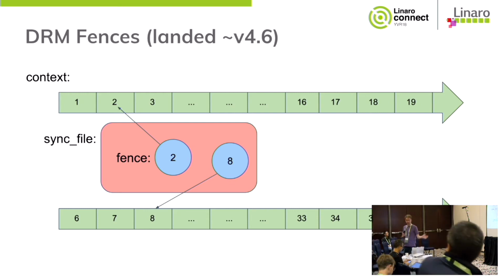So outside of the Android world, stuff was also changing in the kernel community. So in 4.6, DRM Fences landed. In a lot of ways, this is sort of just bizarro Android sync. The concepts are very similar, but the names are different, and they're just close enough to be really confusing. So instead of sync points, we have fences. Instead of sync fences, we have sync files. And then instead of timelines, we have contexts. But conceptually, it's basically very similar.